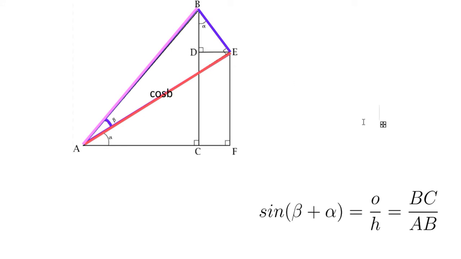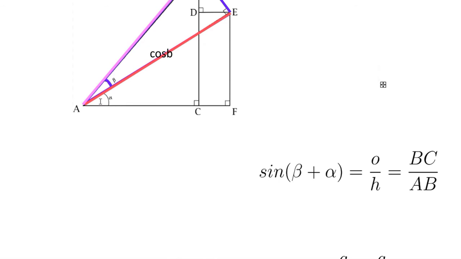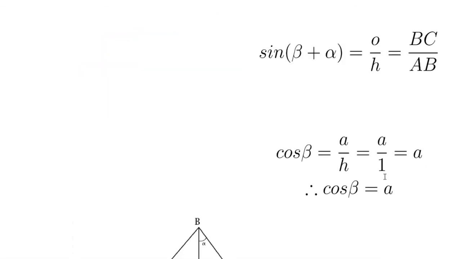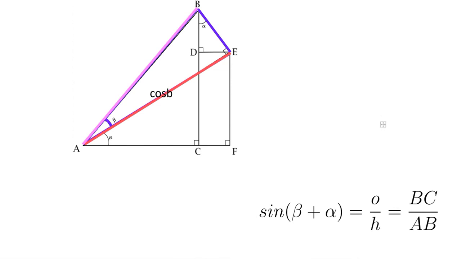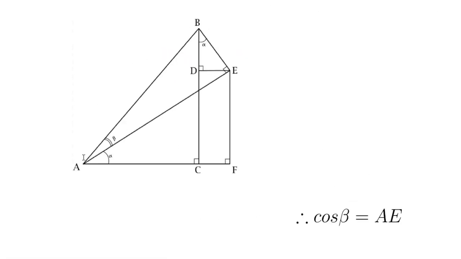This length here is cos beta, and we came to that decision by just saying, well, cos beta is a over h. The a is just this red line here, the adjacent of that right angle triangle. The hypotenuse is of length 1, hence a divided by 1 is just a, so that adjacent length is cos b as I've labeled it here. And to be more specific, instead of calling it a, we can call it AE, capital AE, because that's what the length represents.